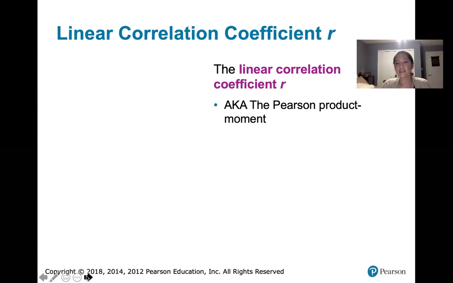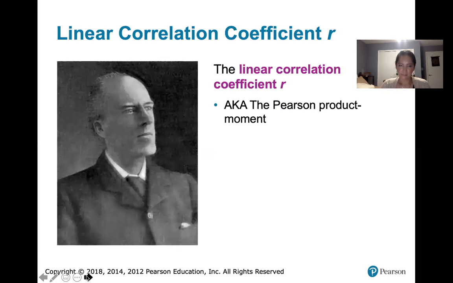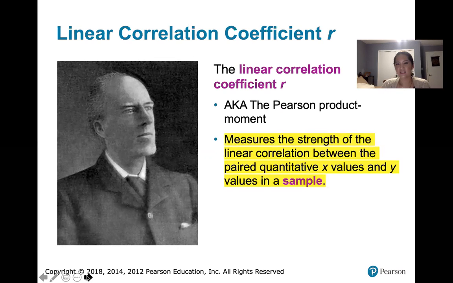Now, the linear correlation coefficient R is also known as the Pearson product moment, after Carl Pearson. He is the person who developed this linear correlation coefficient. The linear correlation coefficient measures the strength of the linear correlation, or the linear relationship, between paired quantitative X and Y values. If we're talking about measuring the strength of that linear correlation in a sample, we use the linear correlation coefficient R.